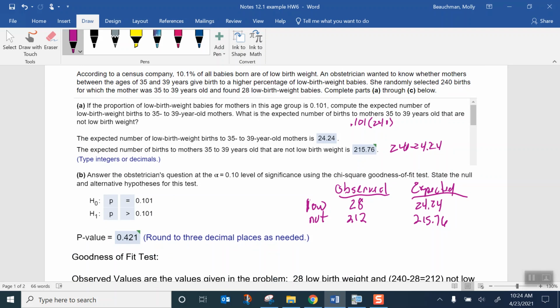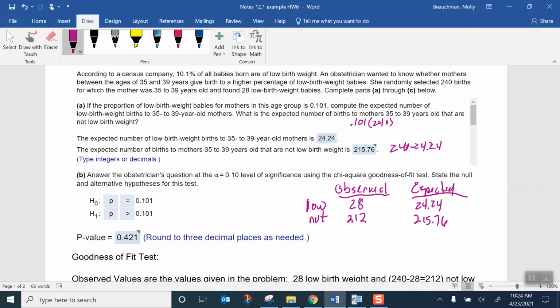So for the null and alternative hypotheses, the null hypothesis is that the 35 to 39-year-olds follow the regular distribution of birth weights, which was 0.101. So P equals 0.101. The alternative is we're trying to see if there is a higher incidence of low birth weight in mothers that are 35 to 39. So P is greater than 0.101.